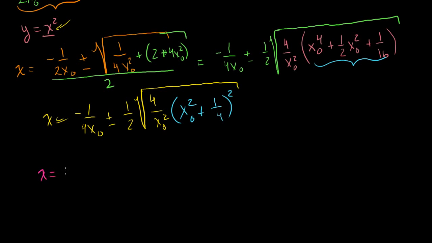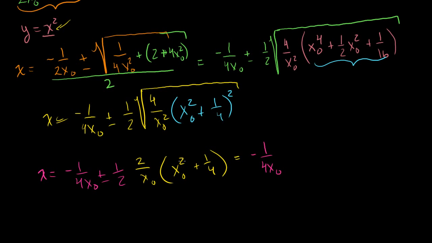The points where they intersect are minus 1 over 4 x naught plus or minus 1/2 times the square root of this. The square root of this is 2 over x naught, times the square root of this, which is x naught squared plus 1/4. If I were to rewrite all of this, I'd get minus 1 over 4 x naught plus or minus, let's see, this 1/2 and this 2 cancel out, right? So now I just have 1 over x naught times x naught squared.